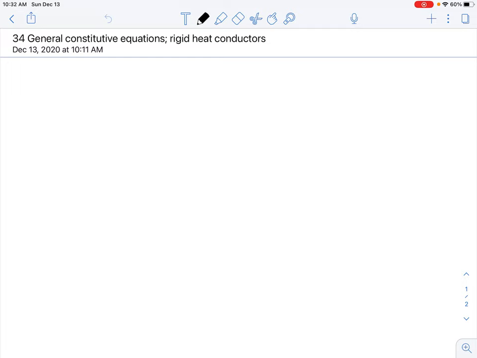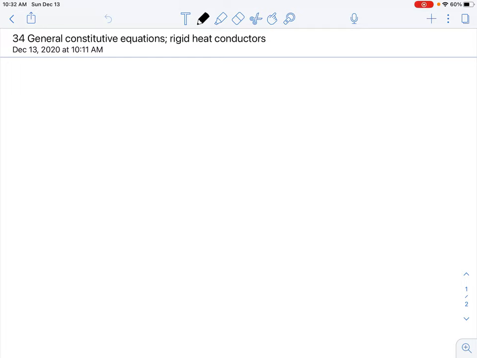So coming up with models for materials response, like how the internal energy or entropy responds to temperature, how stress responds to strain, things like that. And we're going to do that in a way that is consistent with frame indifference and with the second law of thermodynamics.